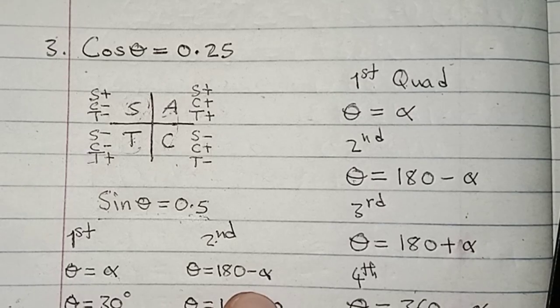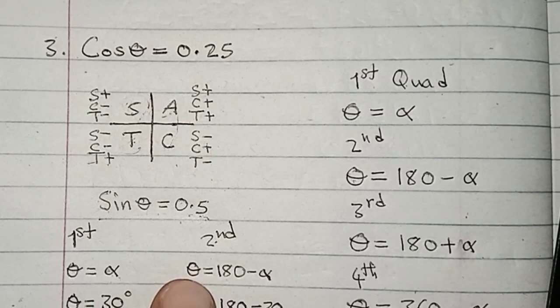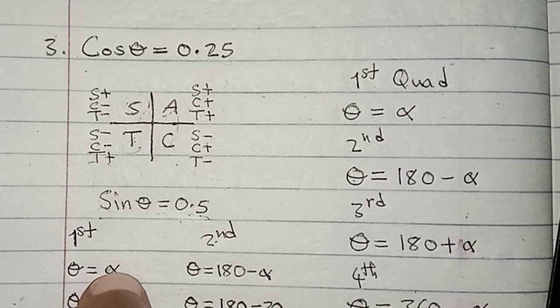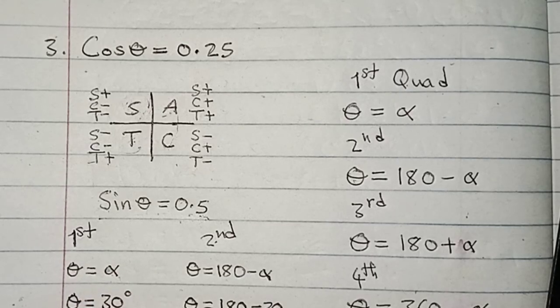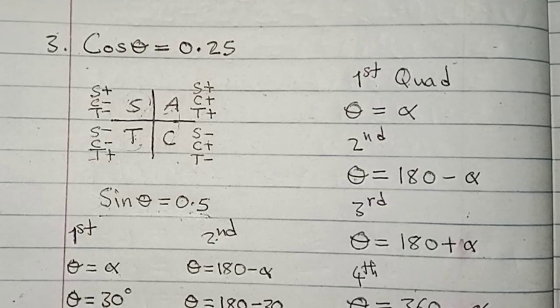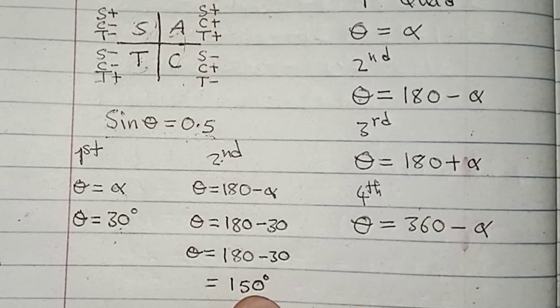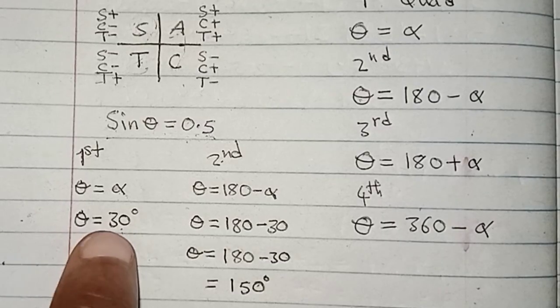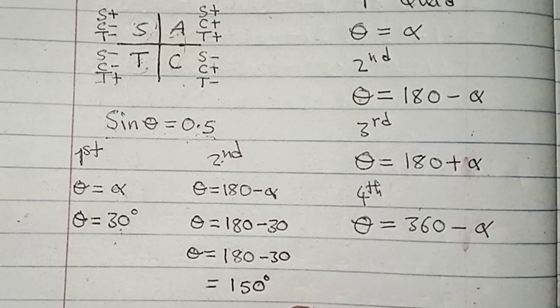We proceed to the other one. For the second quadrant, we say theta is equal to 180 minus alpha. We already have the value of alpha. That first angle which you get when you punch on your calculator is the value of alpha. So our alpha is 30, we replace it here, and we subtract 180 minus 30, we get 150 degrees. So we have our two answers, 30 degrees and 150 degrees.